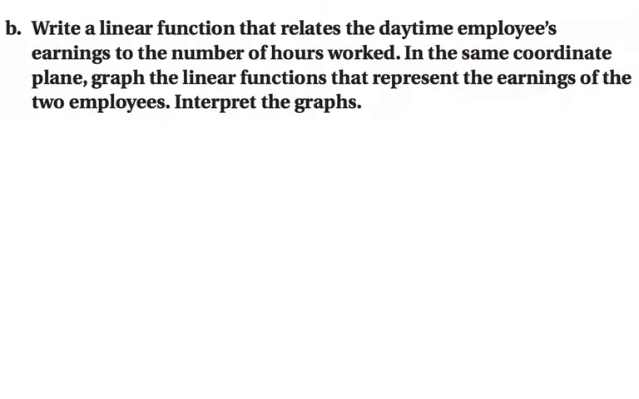Now for part B, they're going to ask us to write a linear function that relates the daytime employee's earnings to the number of hours worked. So they are asking for the official and final function for the daytime employee. And just a moment ago, we did find the slope for that daytime employee, which was 12.5, or $12.50 per hour. And then they're going to ask us to graph both of the functions for the daytime and nighttime employee and interpret what's going on in that graph.